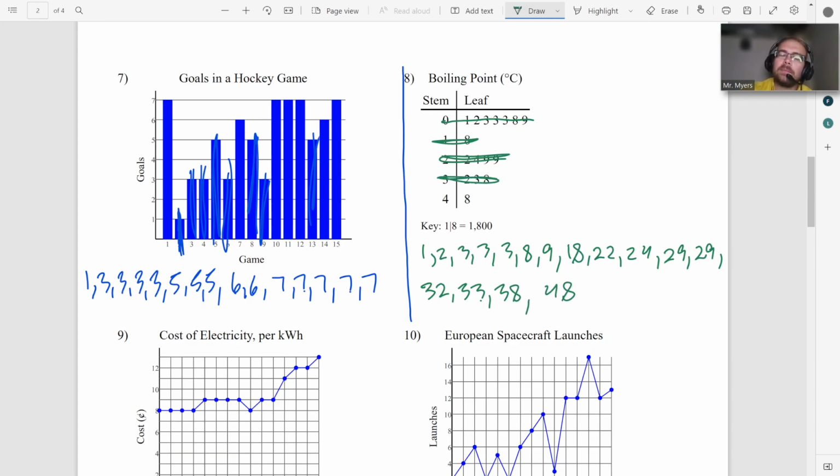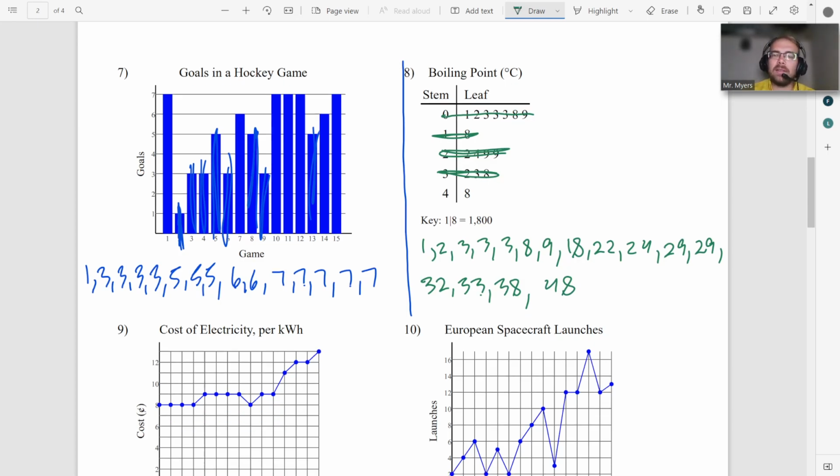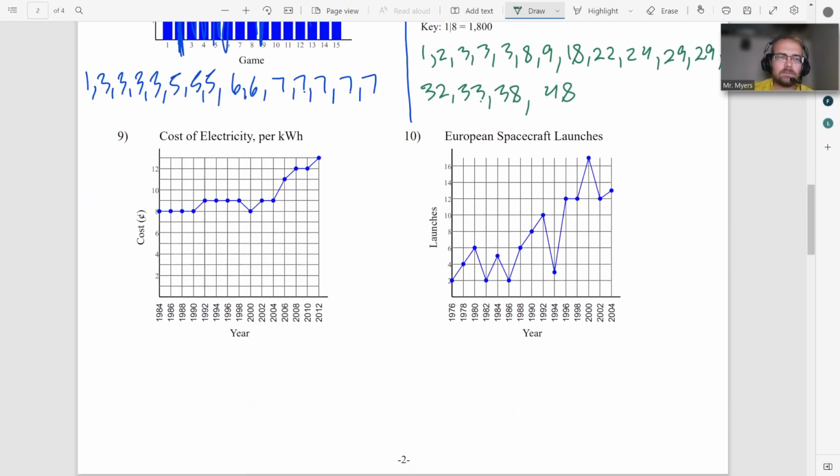And then 48. So that's how you would list out the numbers if you want to list them all out. You don't have to, but that might be another way you can make sense of stem and leaf plots. And then at that point, you should be able to type it all into the calculator and do what I showed you earlier. All right.